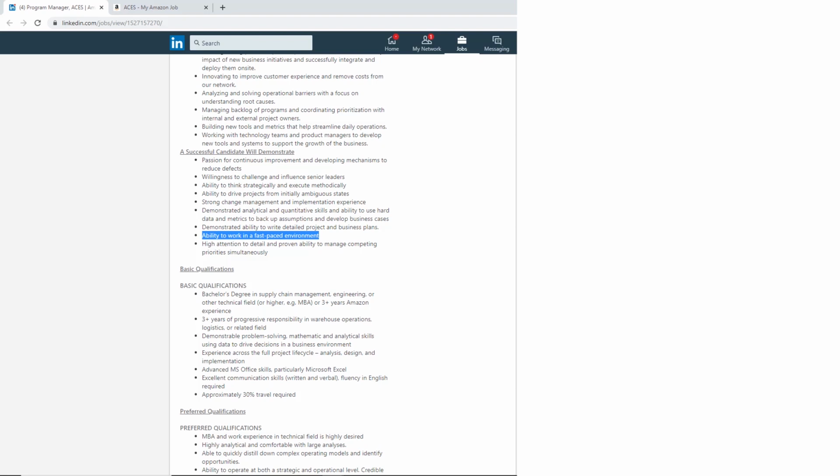Ability to work in a fast-paced environment. Again, this is a reference to bias for action. High attention to detail and proven ability to manage competing priorities simultaneously. And once more, the behavior specific to dive deep.